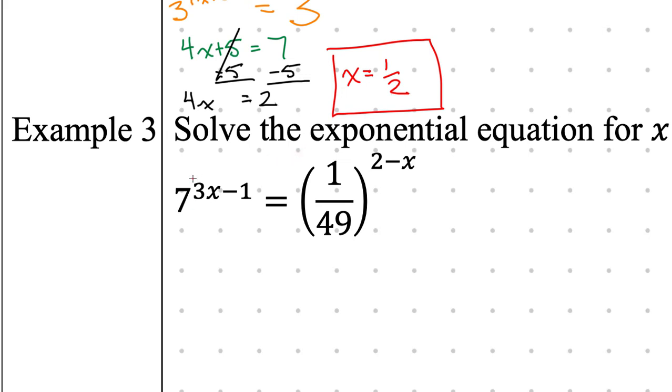It looks like I have a base of 7, a base of 1 over 49. Those bases do not match. I need to get both of those bases to be the same. So I will give you a hint off to the side as well. And if you don't remember this, 1 over x to the power of n is the same thing as x to the power of negative n.